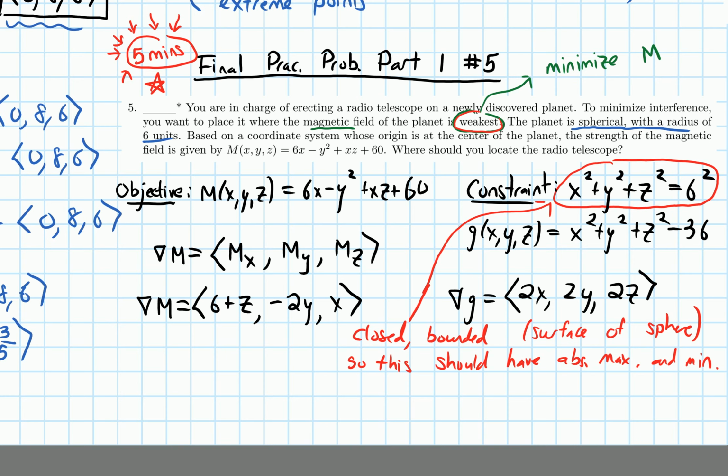If our constraint wasn't a closed region, or maybe it wasn't a bounded region, then it doesn't necessarily need to have both of them. It could have an absolute max and not a min, or vice versa. It could technically also have neither. Alright, so let's keep going with Lagrange.